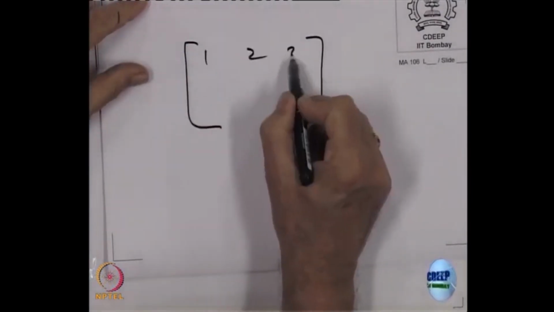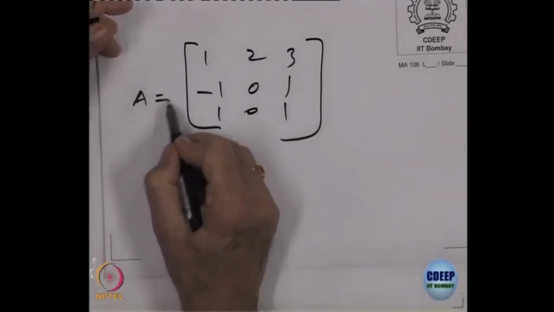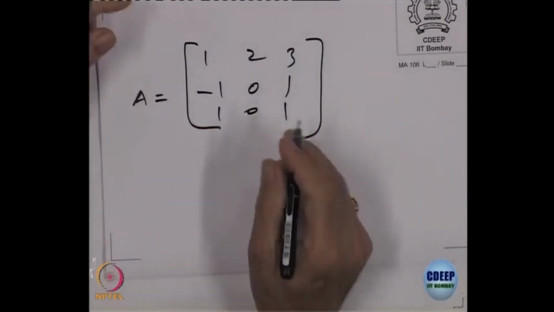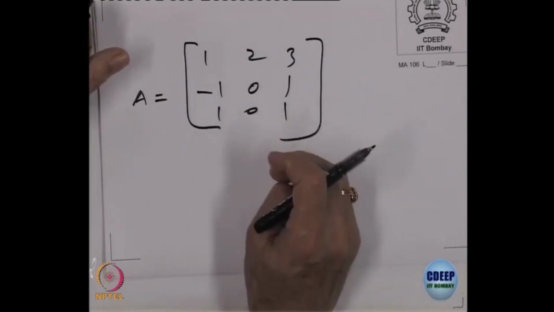So, let us take the matrix with rows 1, 2, 3, minus 1, 0, 1, 1, 0, 1. This is a matrix of order 3 by 3. I do not know whether it is invertible or not, let us not bother. What I want to indicate is how many submatrices are possible.